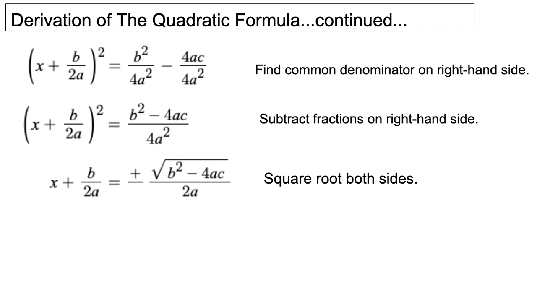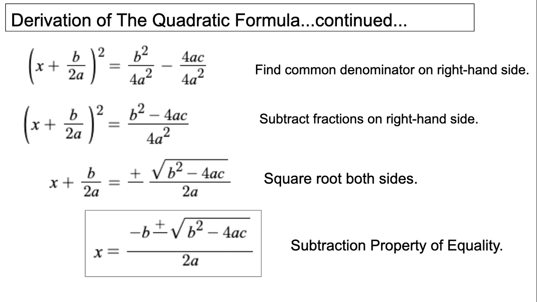Now, it's pretty simple. I just use the subtraction property of equality. I subtract this b over 2a to the other side, and because there's already a common denominator, I can just do the whole subtraction, and there's my quadratic formula.